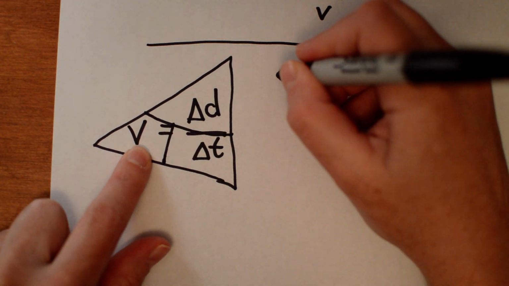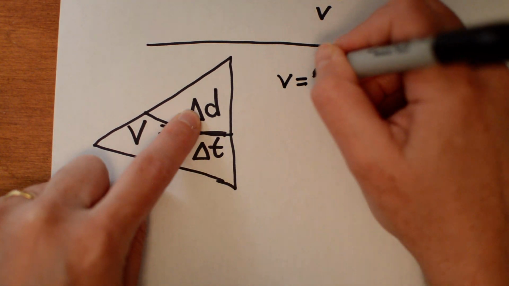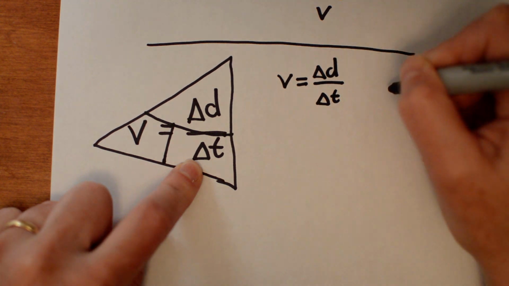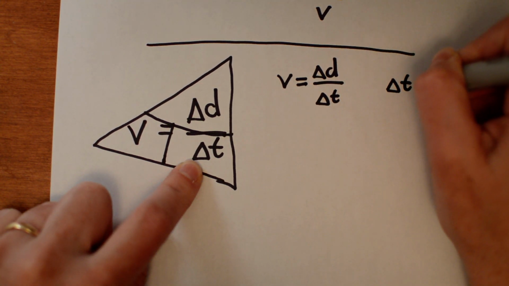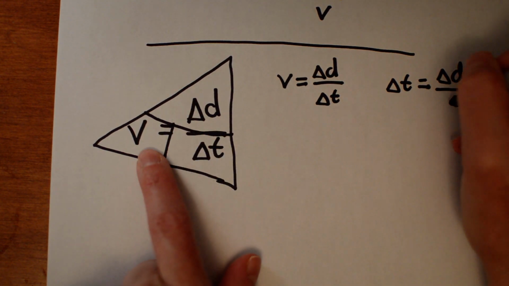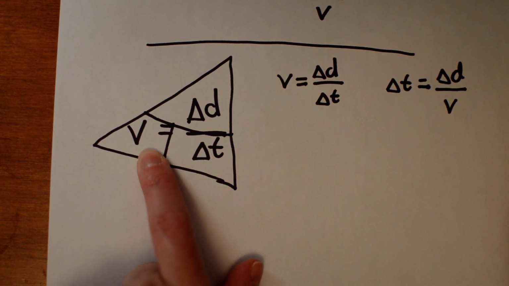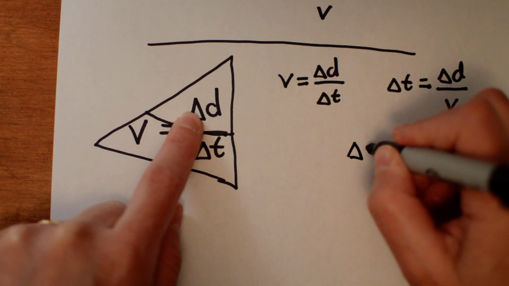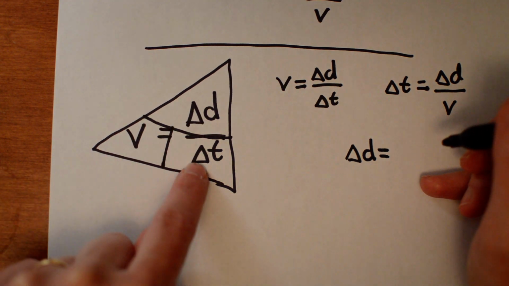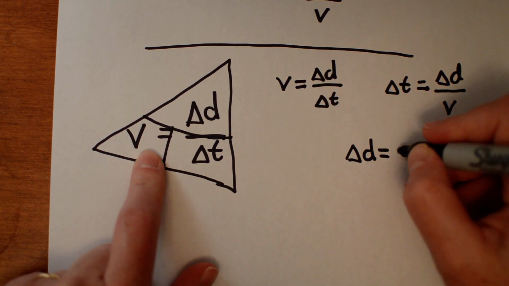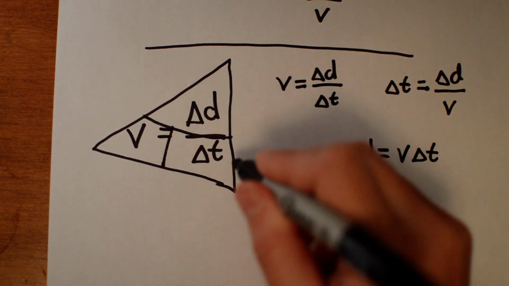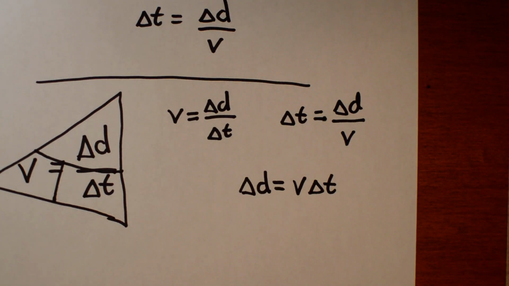So we have our first rearranging: V is delta D, see how it's on top, over delta T, see how it's on the bottom. But then delta T over here is going to be delta D, see how he's on top over there? And then he's over top of V, so V will be on the bottom. And then delta D, the guy on top here, he's going to be V times delta T. Those are right beside each other, so V times delta T. So that's just rearranging for each equation in that little triangle without having to do any math.